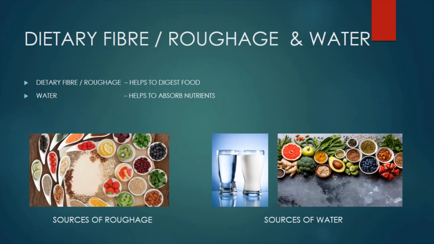Dietary fiber or roughage and water. Like nutrients, dietary fiber and water are essential for our body. The main function of dietary fiber is to digest our food. Some rich sources of dietary fibers are broccoli, avocado, carrot and apple. Second one is water. Water helps to absorb nutrients in our food. Our body gets a lot of water from fruits and vegetables that we eat and from fresh vegetables also.